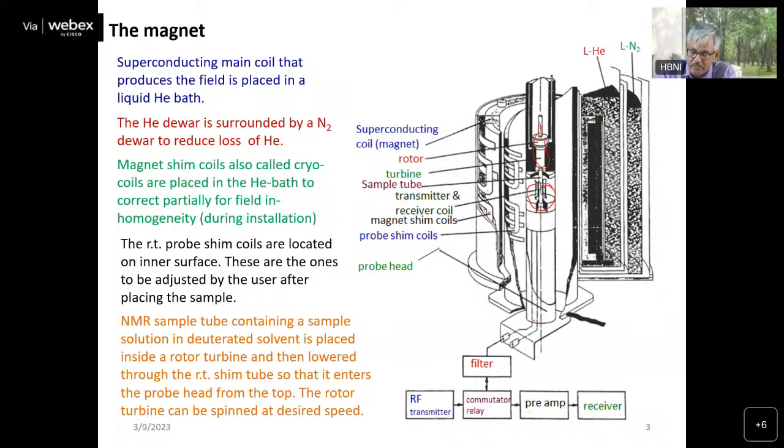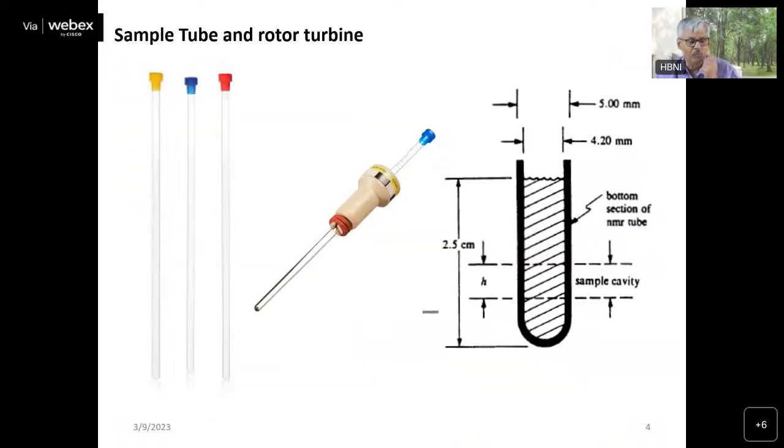The signals which come from the magnet are then processed electronically. We'll see those things later. Here I have shown how an NMR sample tube looks like. You can see they are uniform diameter glass tubes with uniform thickness, and these glass tubes are very special. They are made in such a way that there is no paramagnetic material in them.